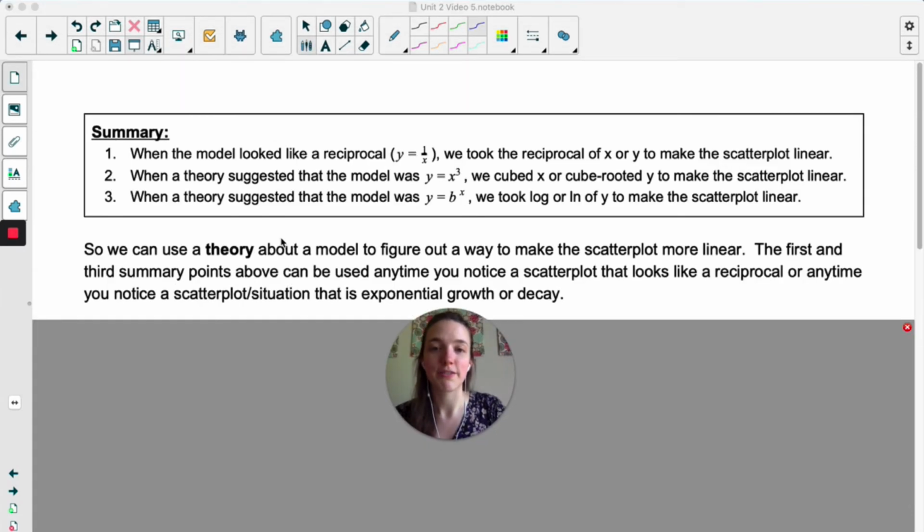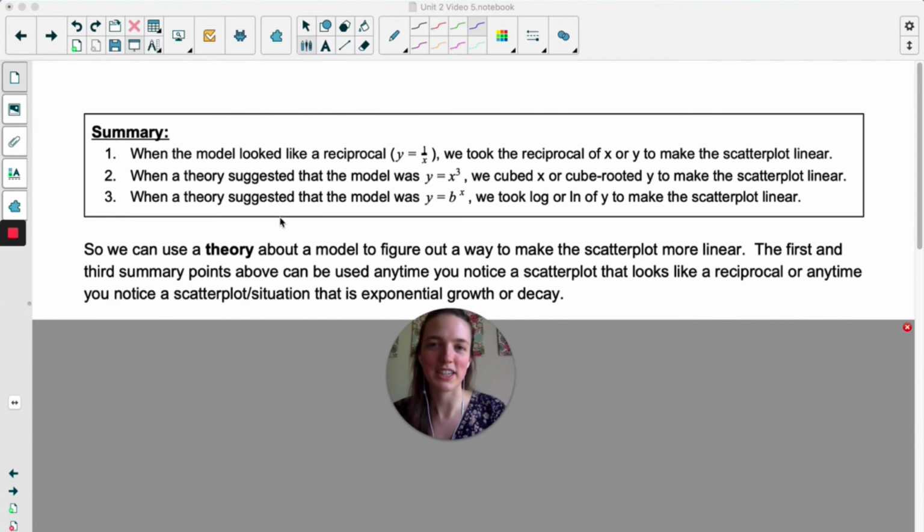When the model looked like a reciprocal, we took the reciprocal of x or y, and that made it linear. When we had a theory that suggested that y equaled x to the third, we cubed x, or we cube rooted y, and that made it more linear. When we had a theory that suggested the model was y equals b to the x, we took the log of y, and that made it more linear. Now those all worked because we had theories.